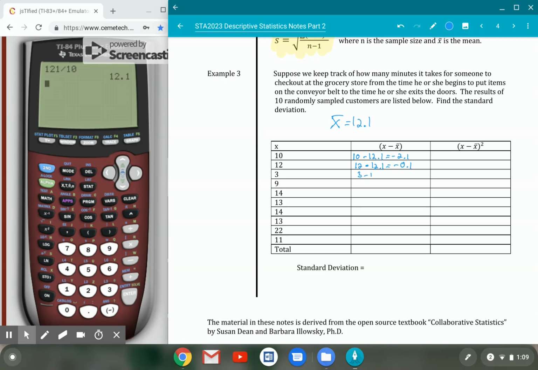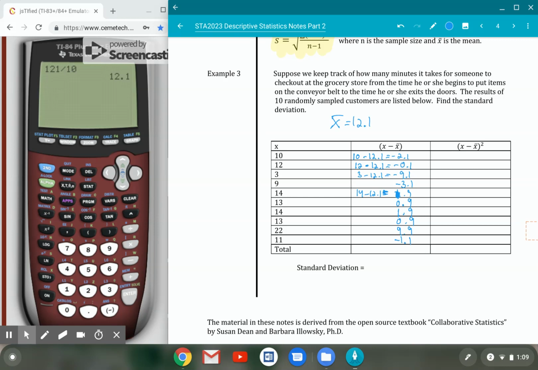And then 3 minus 12.1 gives me a negative 9.1, and I'll keep going down the list and filling these in. So I'll get a negative 3.1 for the 9. If we do 14 minus 12.1, that's above the mean. That's going to give us a, sorry, a 1.9. And then a 0.9, another 1.9, 0.9. 22 minus 12.1, that's 9.9. And then 11 minus 12.1 is a negative 1.1.